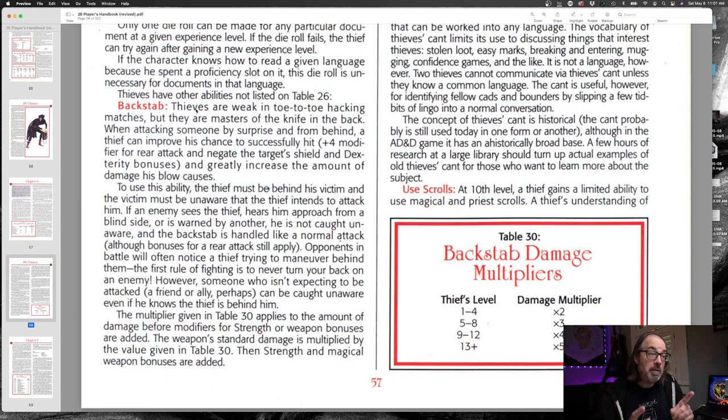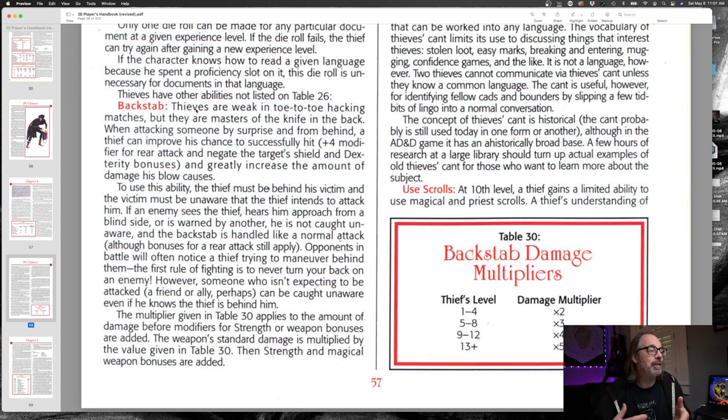To use his ability, the thief must be behind his victim, and the victim must be unaware that the thief intends to attack him. If the enemy sees the thief, hears an approach from blindside, or is warned by another, he is not caught unaware, and the backstab is handled like a normal attack. Man, there must have been so many rules lawyers between first and second edition that they were like, all right, we're going to write this out really specifically. If the ogre takes three steps forward and the thief does... these are the kind of rules I don't like that are so thorough.